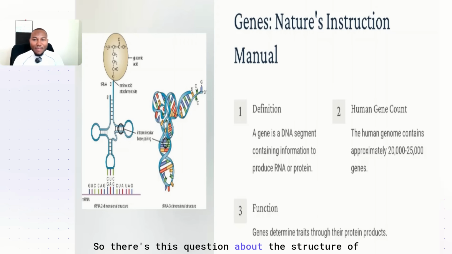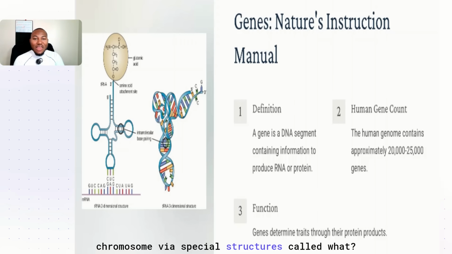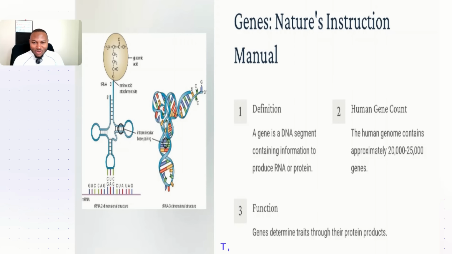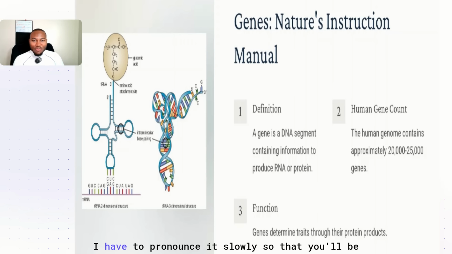So there's this question about the structure of the chromosome. It says mitotic spindle fibers attach to the chromosome via special structures called what? Kinetochores. Kinetochores. Not centrosomes, not keratins, not esters, not centrioles. It is kinetochores. Bear that in mind. I have to pronounce it slowly so that you'll be able to remember. Very important for you to know that.